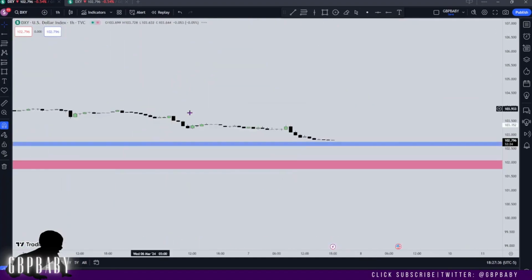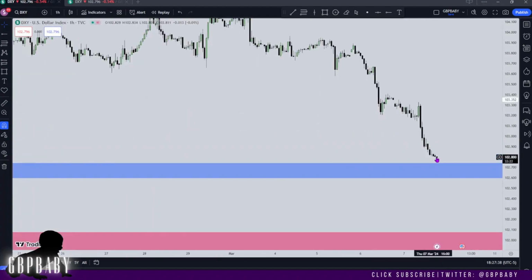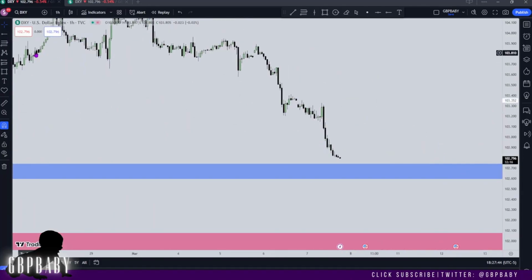But overall, what am I expecting? I'd just like to see us fill in this liquidity void. Again, I'm watching to see how price reacts, and I wouldn't be surprised if we saw some kind of bullish price action to give us some kind of retracement back into these levels here, considering it's the end of the week. But we'll have to wait and see where price is at 8:30.